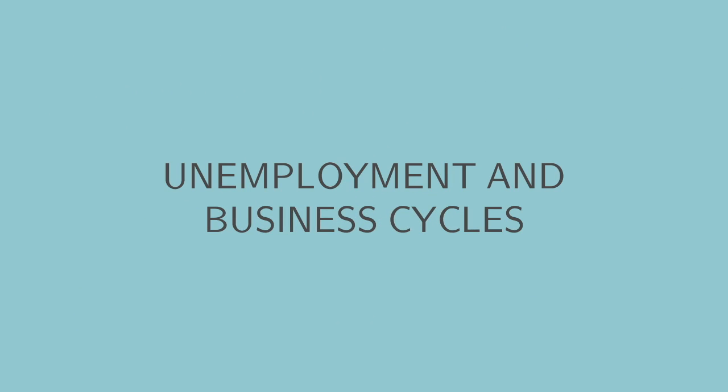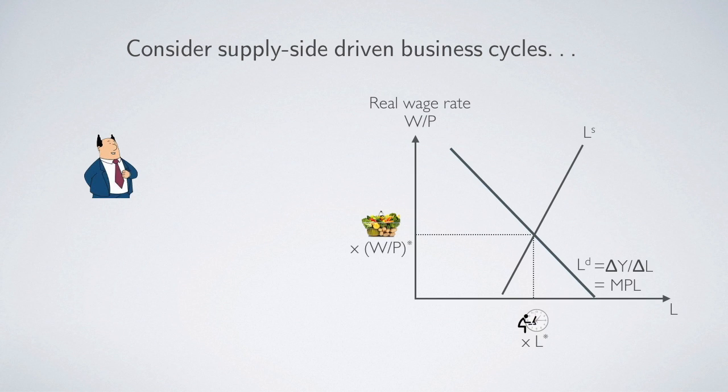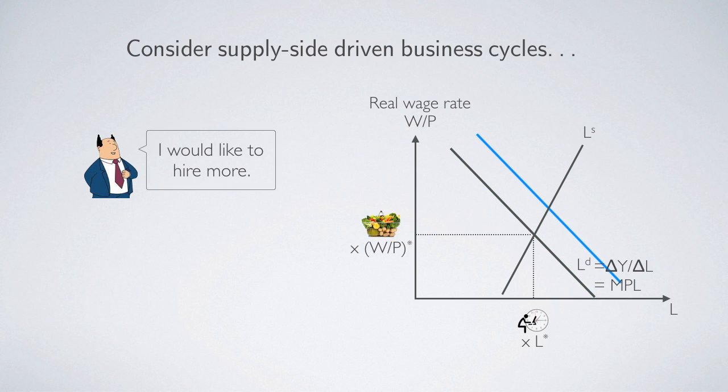Now we are ready to apply our understanding of job finding rate to explain the fluctuation between unemployment and business cycle. For the business cycle, we consider supply-side driven business cycles, which means that the firm owner, because something happened, decides to hire more workers. In this case, he wants to hire more labor input.